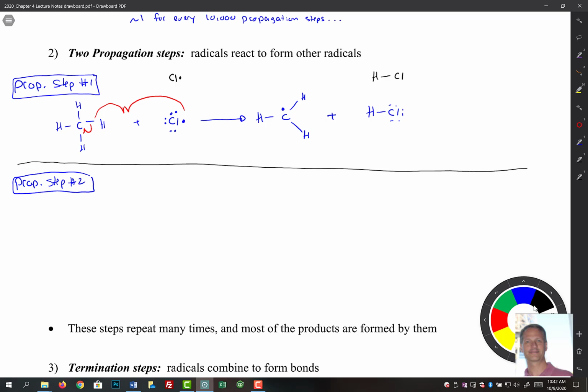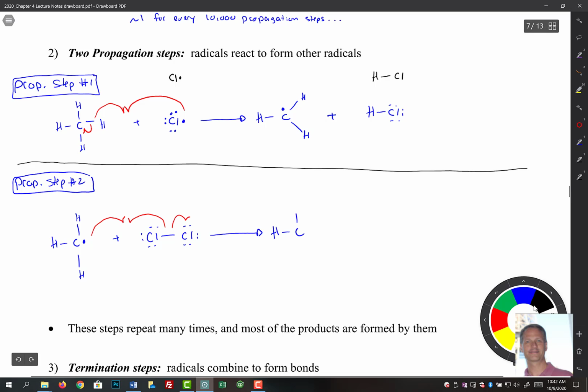So in propagation step number 2, we're going to take that methyl radical and we're going to add chlorine. And we're going to get chlorine floating around. It's going to come over and hit that radical, and we're going to see an electron flow that looks something along those lines. That'll give us our H connected to a carbon and our chlorine just like that. And then look what we've made. We have made another chlorine radical.